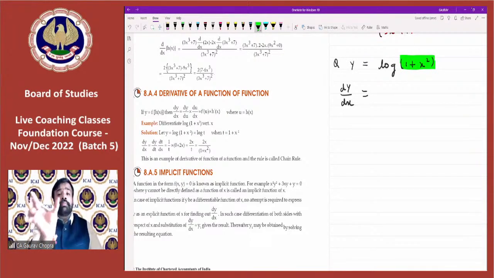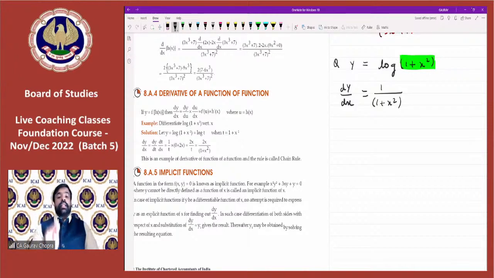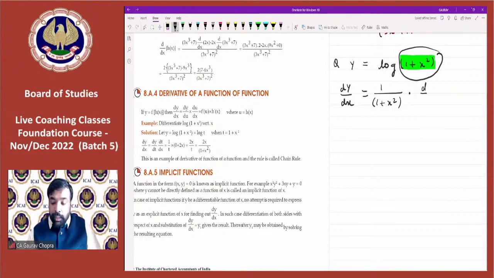Now treat this complete value as x first. Log of this complete value as x. So what will we do? We will write 1 by x, that is, 1 plus x square. This is the first step. Now whatever is inside this bracket, we have to find the derivative of this bracket as well. So multiply by the derivative of 1 plus x square.